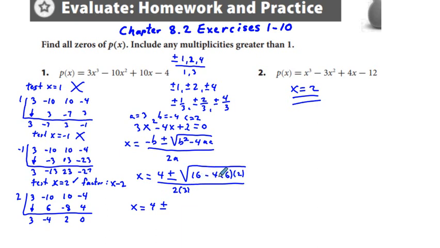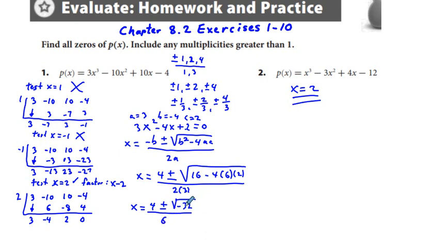16 minus 4 times 6 times 2. That's going to be 4 times 6 is going to be 24 times 2 is 48. 16 minus 40 is 32. So plus or minus square root of negative 32. And that's going to be over 6.